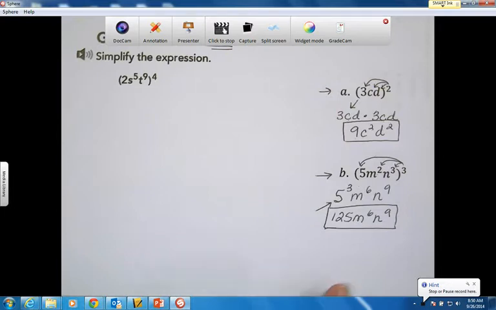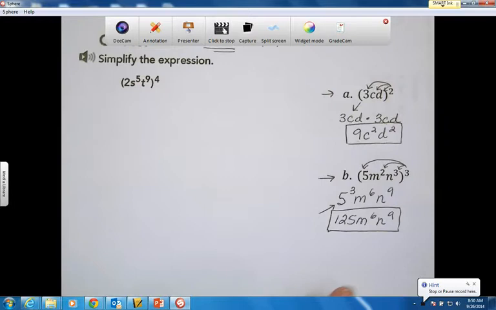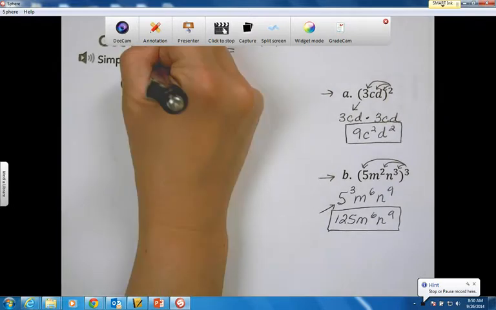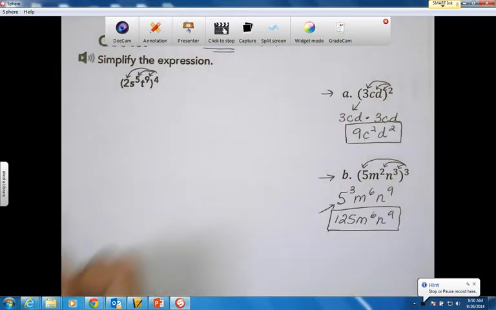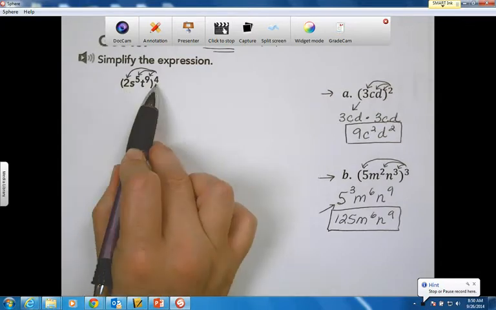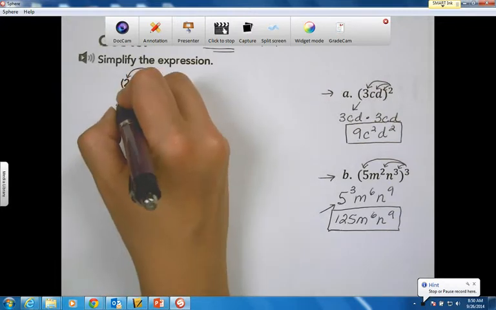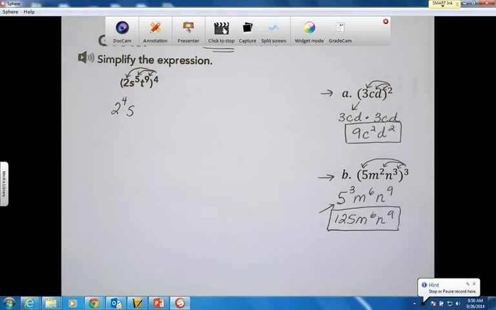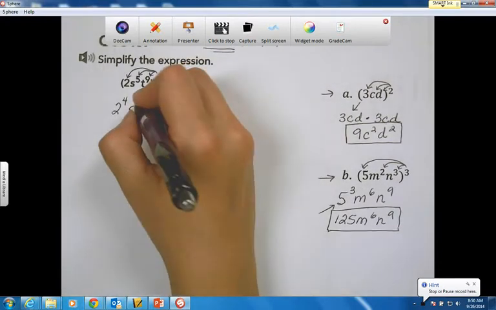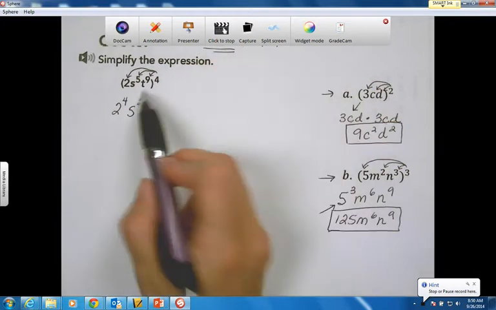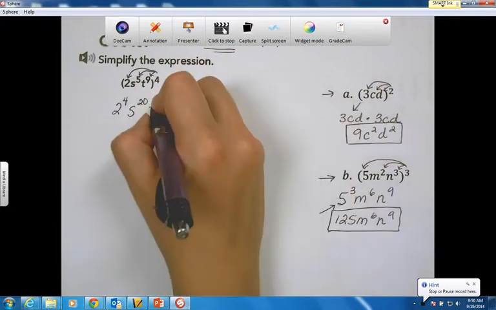All right, are we ready to talk about it? All right, so this would be 2 to the 4th. S to the what power? 20, because we're going to take 4 times 5. And then T to the what power? 36. And now we need to go ahead and do 2 times 2 times 2 times 2, 16. So 16, S to the 20th, T to the 36.